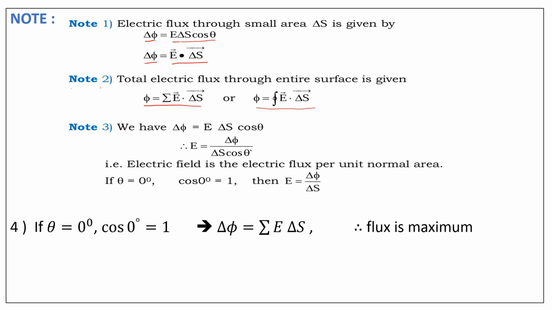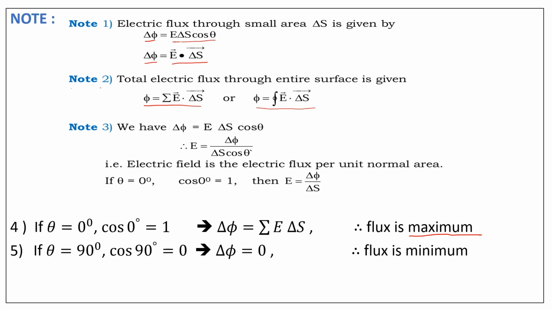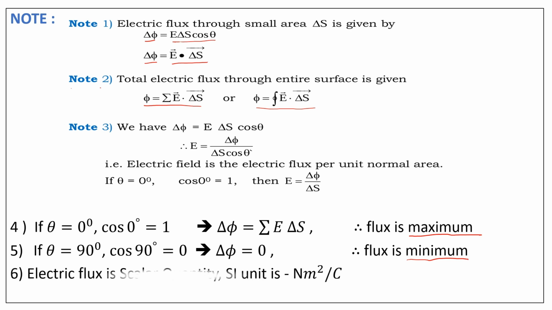4. If theta is equal to 0 degree, then cos 0 degree is equal to 1. Therefore, delta phi is equal to summation of E delta S cos theta, and flux is maximum. 5. If theta is equal to 90 degree, then cos 90 degree is equal to 0. Therefore, delta phi is equal to 0, and flux is minimum. 6. Electric flux is a scalar quantity. The SI unit is Newton square meter per coulomb.